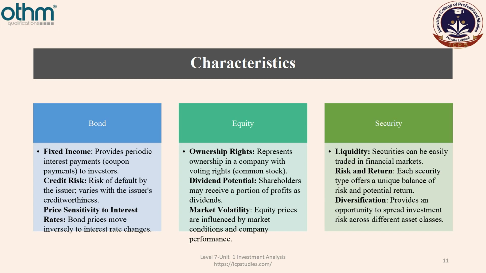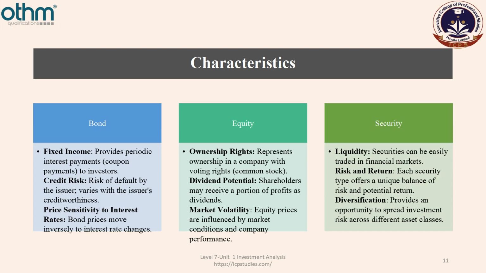Now we have the characteristics of equity. First, we have ownership rights, which means they represent ownership in a company with voting rights, in the case of common stock. Then they have dividend potential, which means shareholders may receive a portion of profit as dividends. Then there is market volatility, which means that equity prices are always influenced by market conditions and company performance.